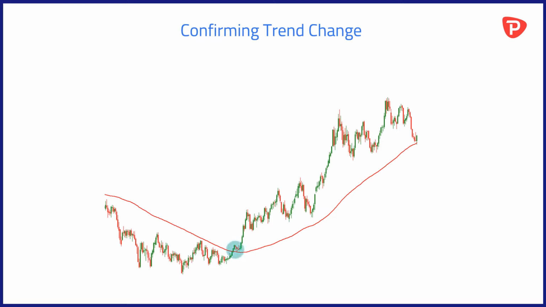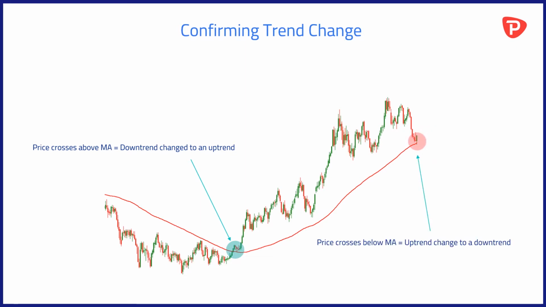As we can see on the chart on the screen, the price has traded below the moving average and then moved up above it, confirming that the trend has changed from a downtrend to an uptrend. Over at the top of the chart, price came down and touched the moving average. If price crosses below and remains there, this will confirm a change of trend from an uptrend to a downtrend using this one moving average method.